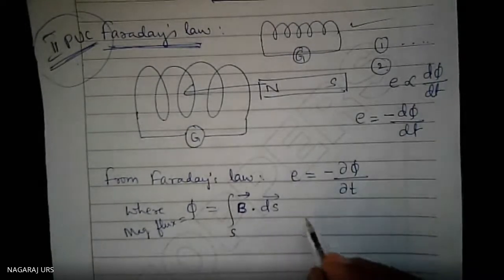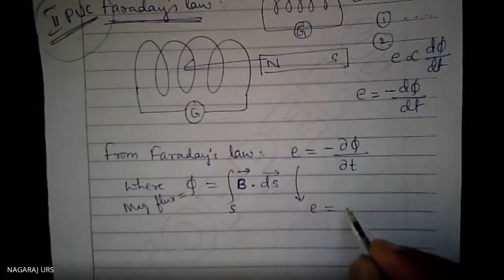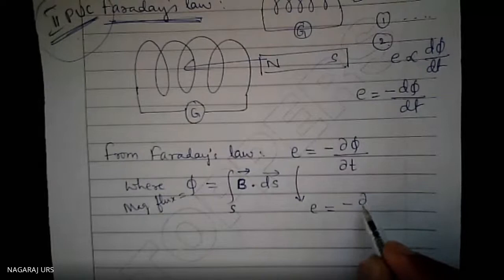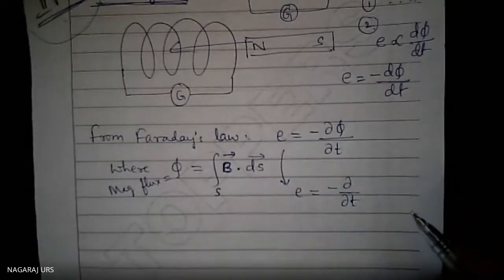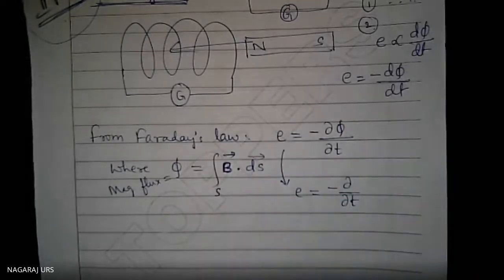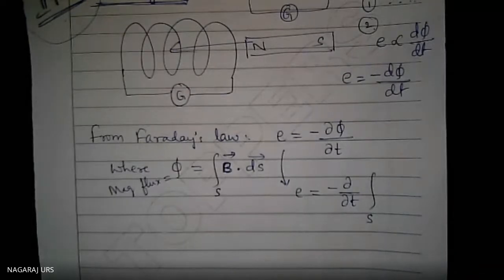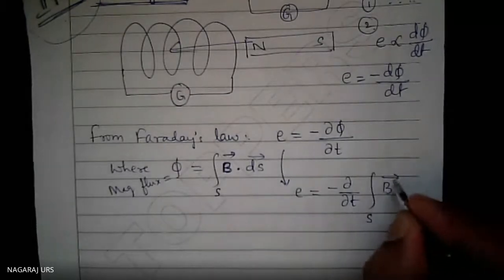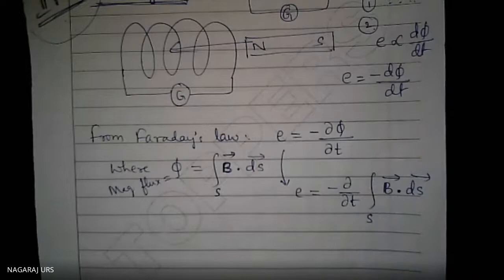Therefore, this equation becomes EMF is equal to how much? Minus del by del t of the surface integral of B dot ds. Let us take it up slowly, no problem. Everything has to be written carefully. B dot ds, because it is a dot product, scalar product.